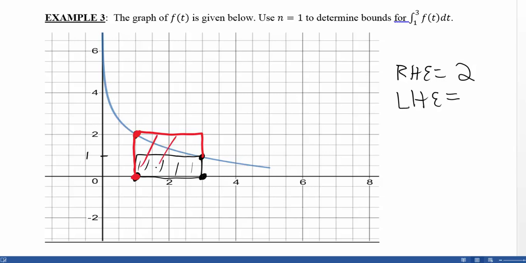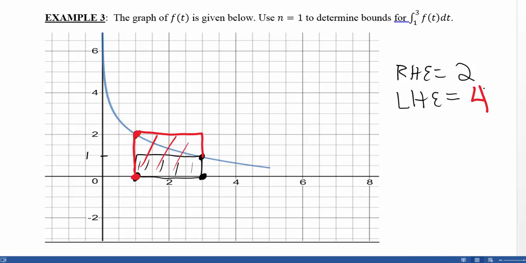So my left-hand estimate is the estimate I get from when the left-hand corner of the rectangle would touch the function. And so again, I have a base of 2 units because it's going from 1 to 3, but now I have a height of 2 units, and 2 times 2 is 4. So my overestimate is 4, and my underestimate is 2.